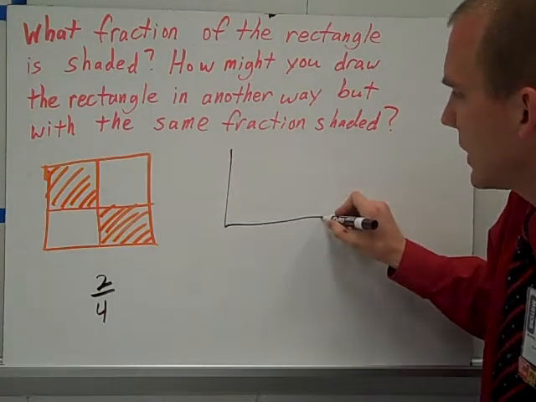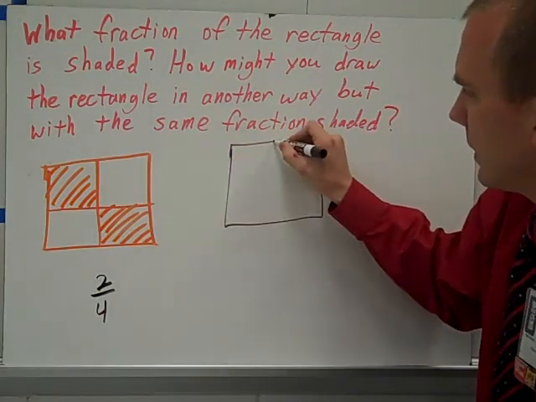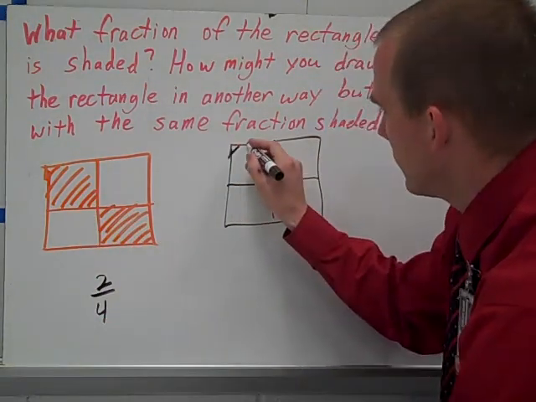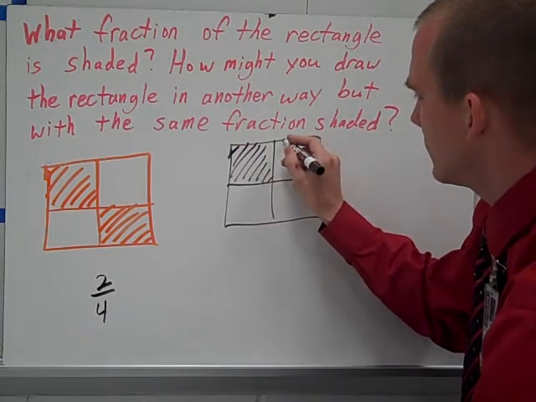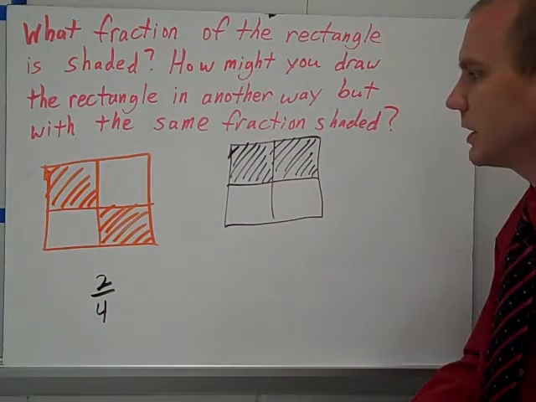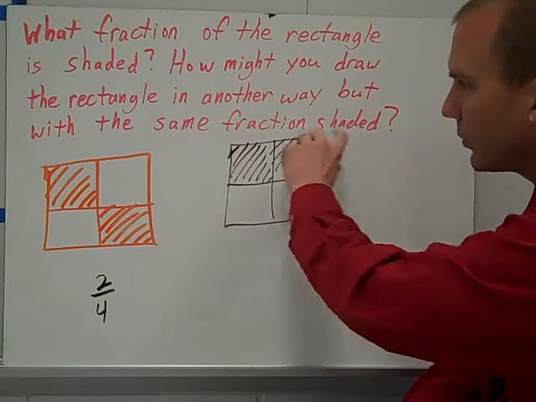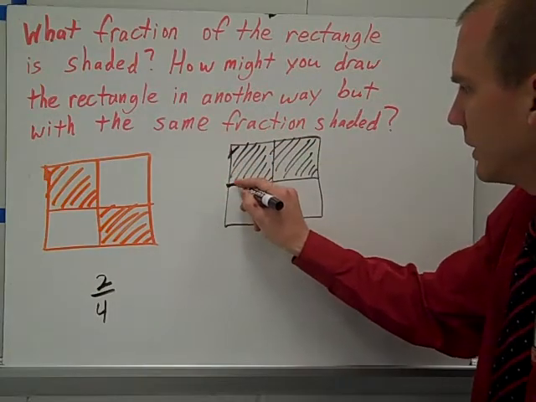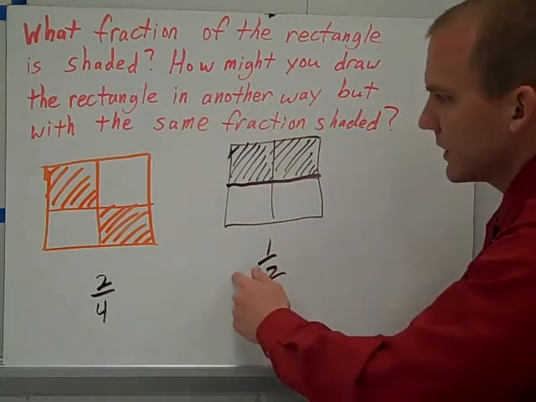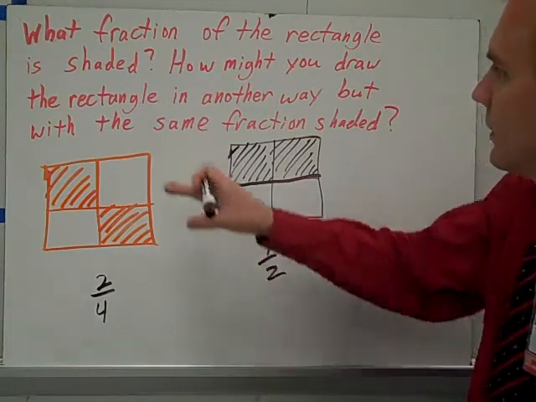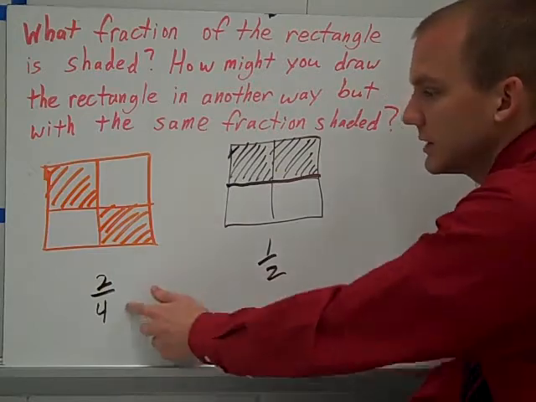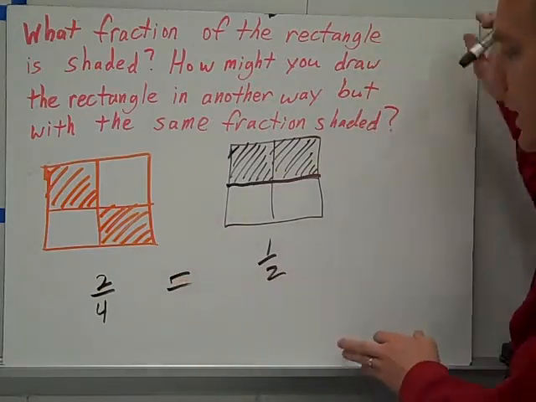Now, how might you draw the rectangle in another way, but with the same fraction shaded? That means you want to draw the exact same shape, and with the same parts. It just means how you shade it differently. So I could shade it like this. And I still have 2 fourths shaded, but when I look at this, I really think, wait a minute, I have that whole top half shaded. This is really 1/2. Isn't that interesting? That 2/4 ends up being exactly the same as 1/2. So this is another way you could draw it, and you might label that 1/2 because these are actually 2/4 equals 1/2.